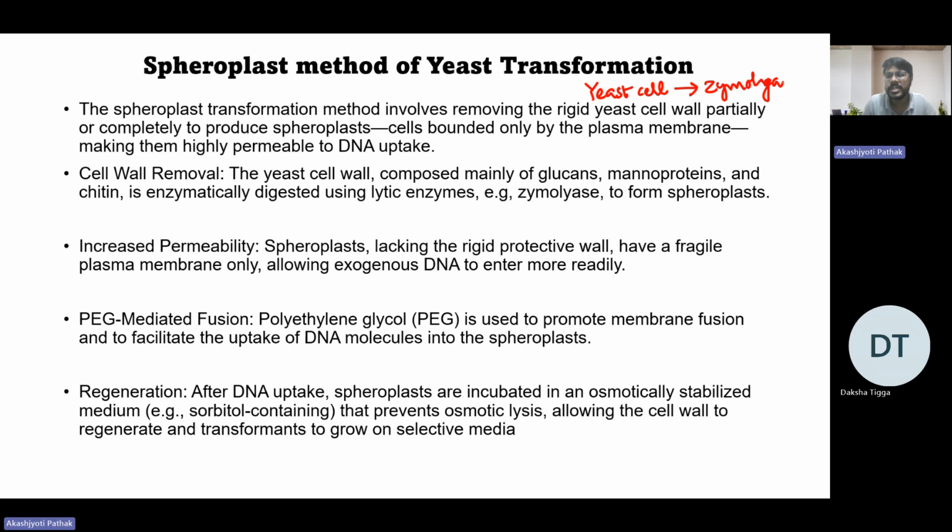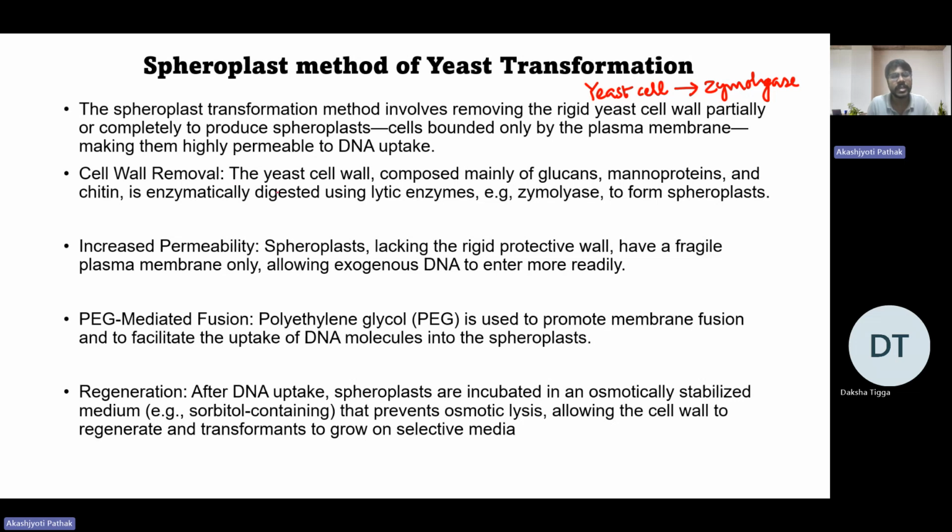What this enzyme does is it digests the cell wall of the yeast. And once the cell wall is digested, what you are left with is called the spheroplast. So the yeast without the cell wall, that structure, is called the spheroplast. And in the next step, what is done? So let's go one by one.